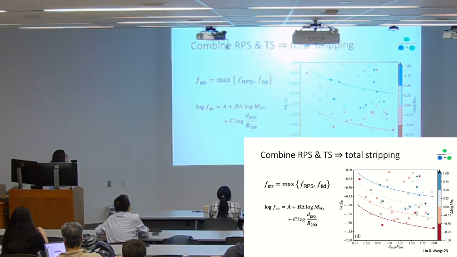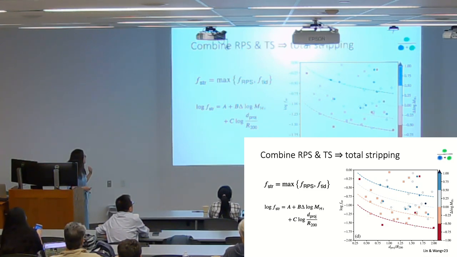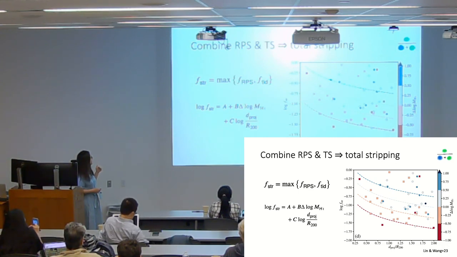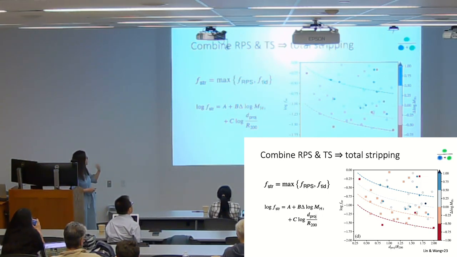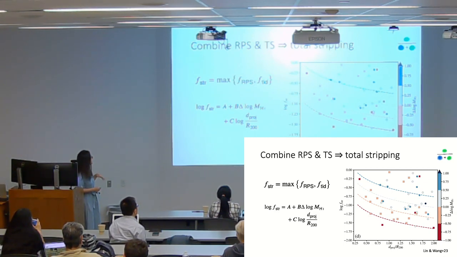So, if so, we may also be able to combine them. We can quantify the total stripping fraction of the strippable gas by taking the relatively higher of the two at a time for one galaxy. And we were able to find that this F_strip shows a strong relation with the H1 richness and the cluster-centric radius. Gas richer, the higher the F_strip, and closer to the cluster center, the higher the F_strip.